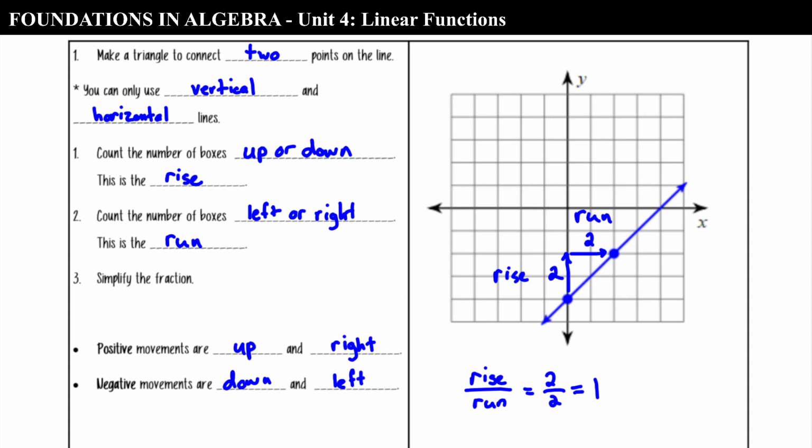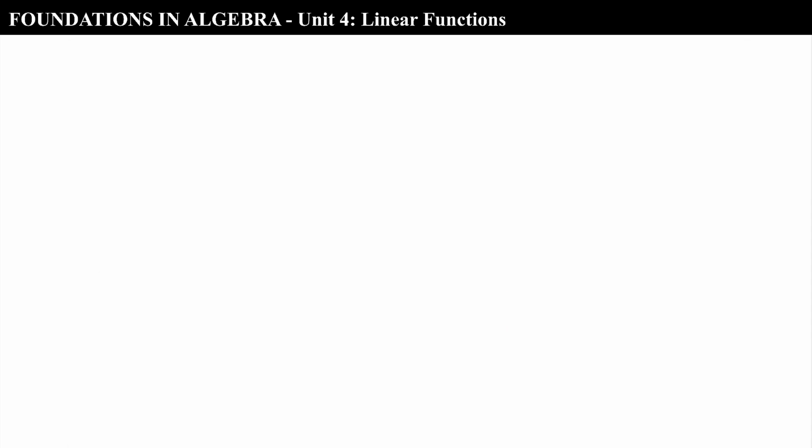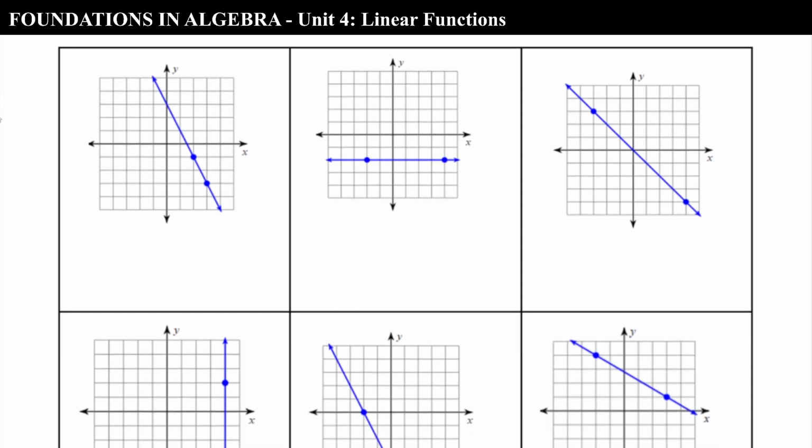So let's do a few examples to kind of get our bearings on doing slope off of a graph. So for this first example, we're going to make our triangle. So we're going to go down and we're going to go over. So we went down 2, so that's going to be negative 2. And we went to the right 1, so that's positive 1. So we have rise over run. So our rise is negative 2. Our run is 1. So our slope is negative 2.